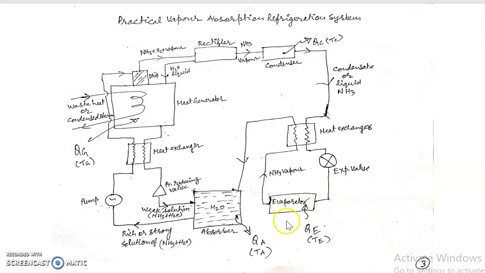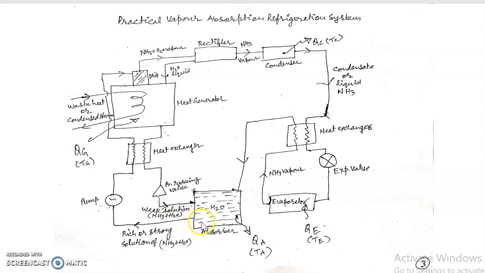First is heat QE, that is heat which is absorbed by the refrigerant in the evaporator, and this heat QE is also known as refrigeration effect. At a temperature TE, the amount of heat absorbed in the evaporator is QE. And this is the heat QC. This heat is rejected from the condenser at a constant pressure, and this heat is rejected at a temperature of TC, and this TC is the surrounding temperature.